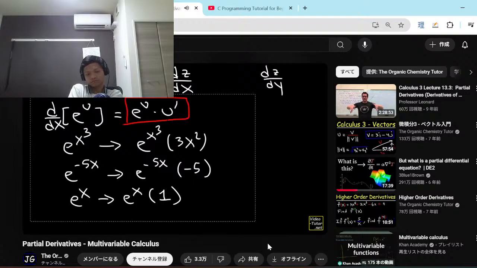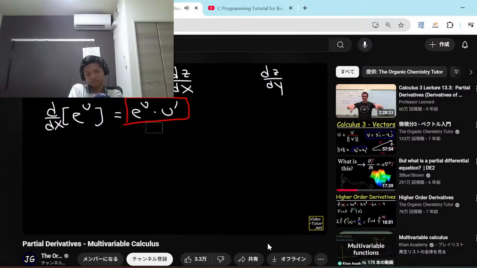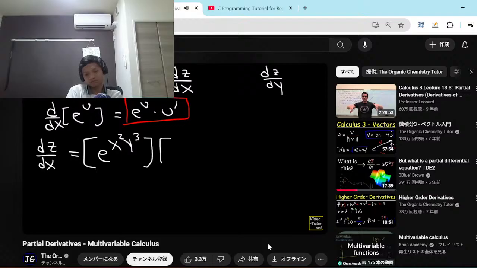Now let's apply that to the problem that we have. Let's just get rid of this portion. Let's keep the formula there. So let's find dz/dx. It's going to be e to u, which is e to the x squared y cubed. It's going to be the original expression times the derivative of x squared y cubed.